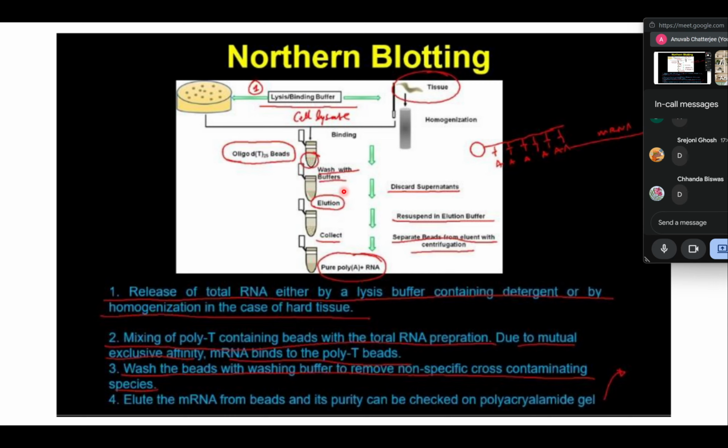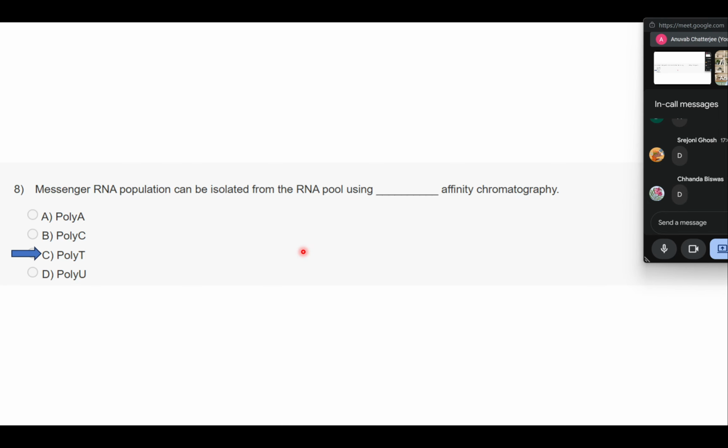Elution buffer is made out of something known as chaotropic salts, chaos-inducing salts, such as guanidinium nitrates, which actually increase the entropy in the column. So this essentially causes anything bound to the column to just be released. And when the elution buffer is passed through, all of the mRNA bound to the column will just go through, and at the bottom you will have your pure mRNA. So the messenger RNA population can be isolated from the RNA pool using poly T affinity chromatography.